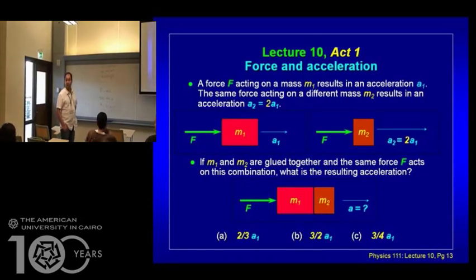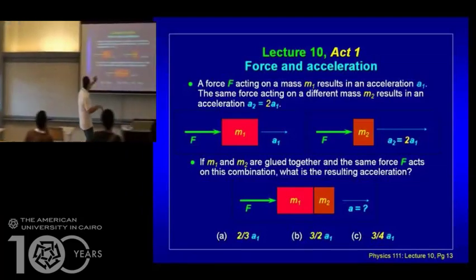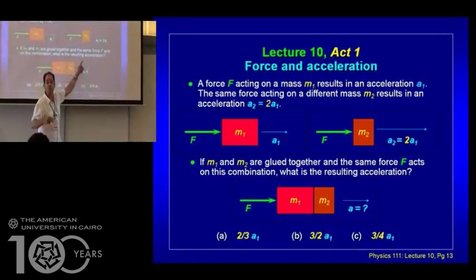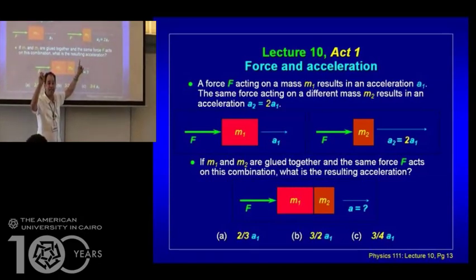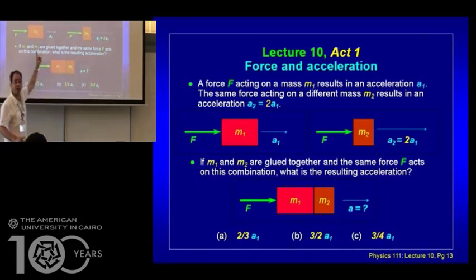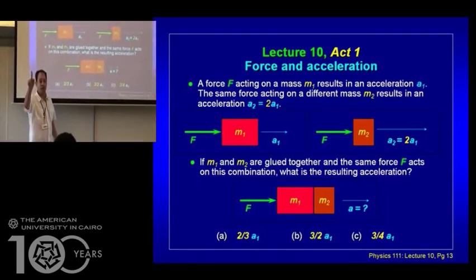M1 is twice of M2. I forgot your name. Abdurrahim. Abdurrahim is saying, well, M1 has to be twice of M2. That's why if you apply the same force on them, the second, M2, will move with twice the acceleration of A1. That means that M2 is half of M1. That's a good answer. That's a good strategy.